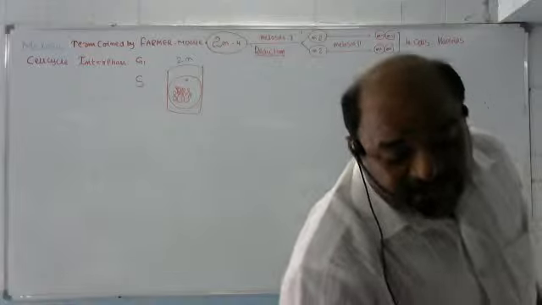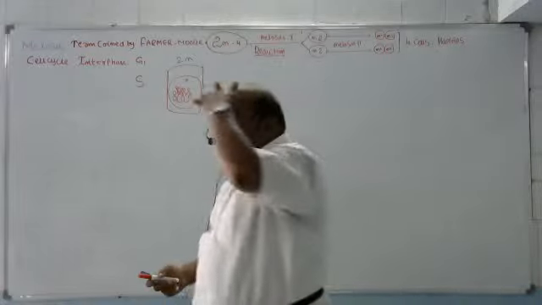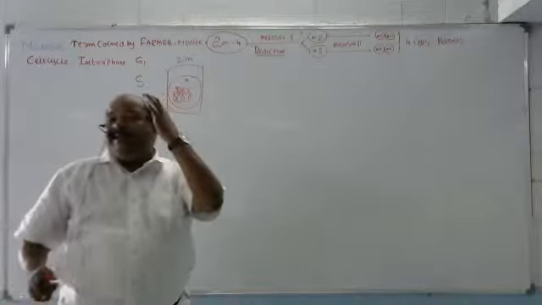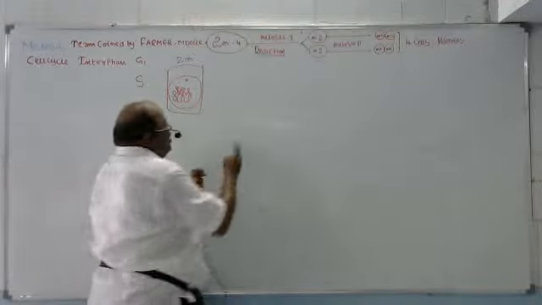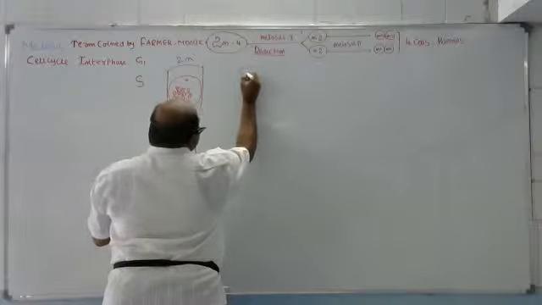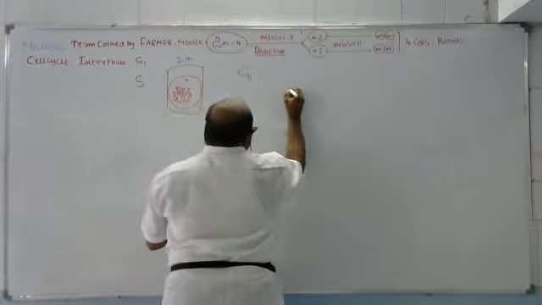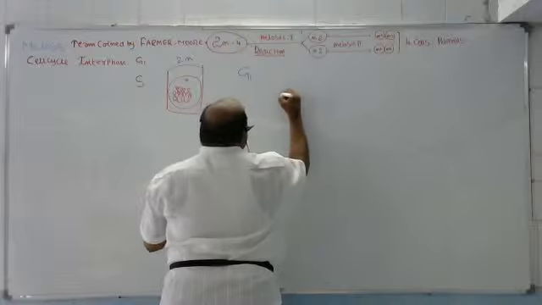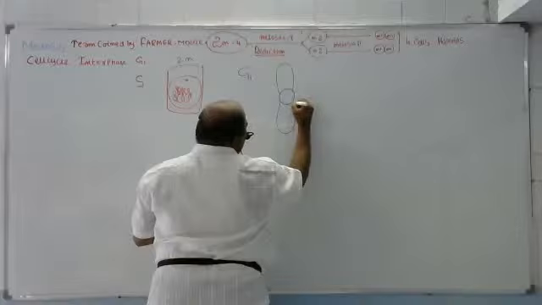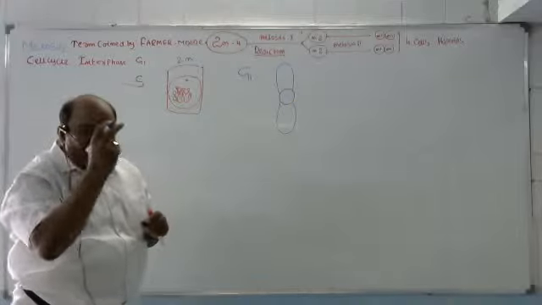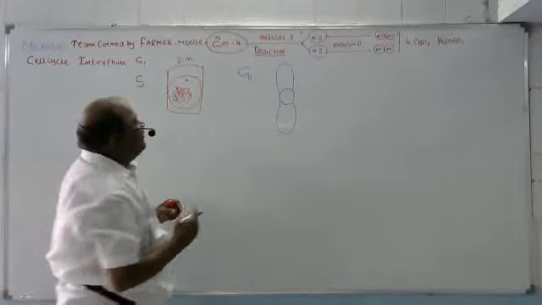As time passes, slowly in S phase, the number of chromatids increases. Look here. This is the G1 phase, the centromere. This is the chromosomal arm. Look at all of you, observe the concept.